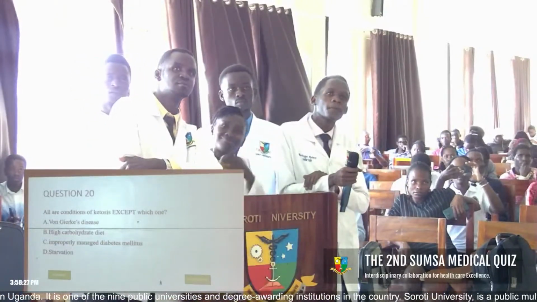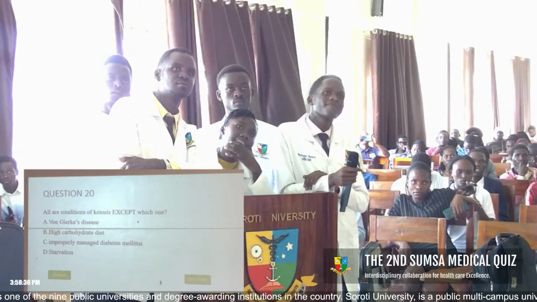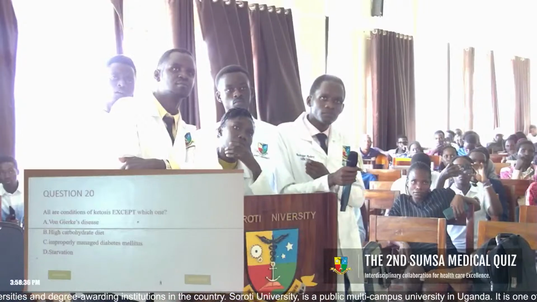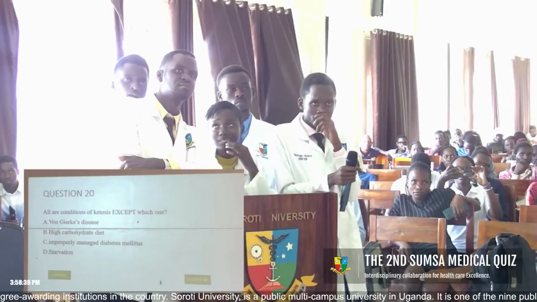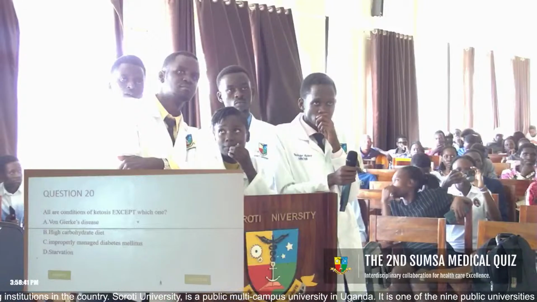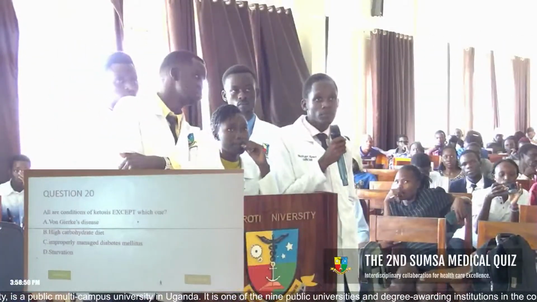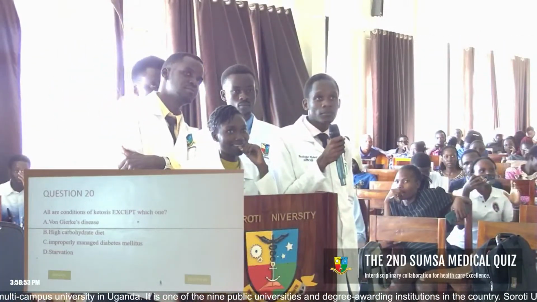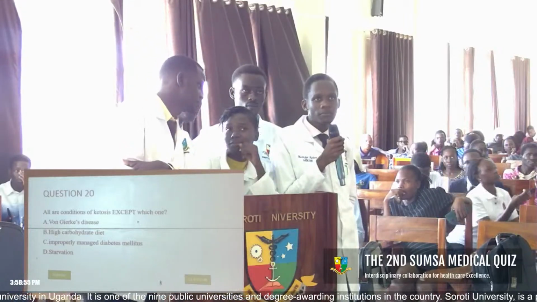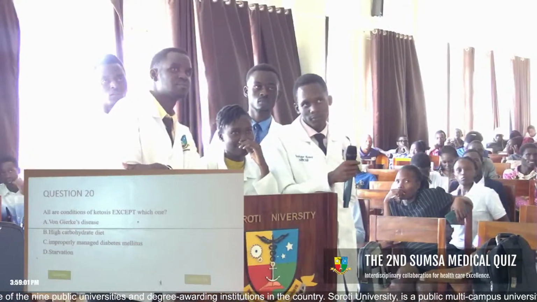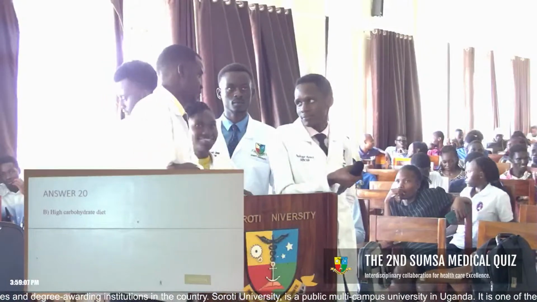All are conditions of ketosis except which one? A. Von Gierke's disease. B. High carbohydrate diet. C. Improperly managed diabetes mellitus. D. Starvation. A for apple. Wrong. Well done, Team A.